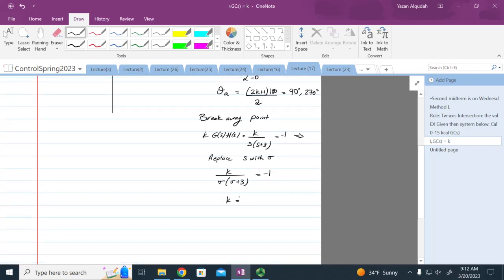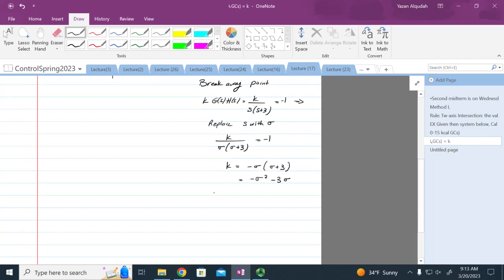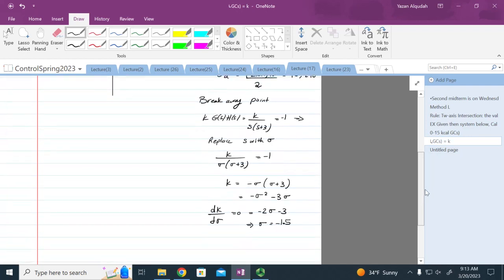Therefore, k is equal to negative sigma multiplied by (sigma plus 3), which is negative sigma squared minus 3 sigma. And to find the breakaway point, we take dk by d sigma and set it to 0, which gives negative 2 sigma minus 3, and therefore sigma is going to equal negative 1.5. Together? This is straightforward because we don't have any zeros, so the derivative was easy.